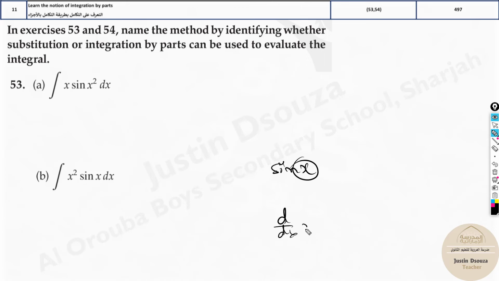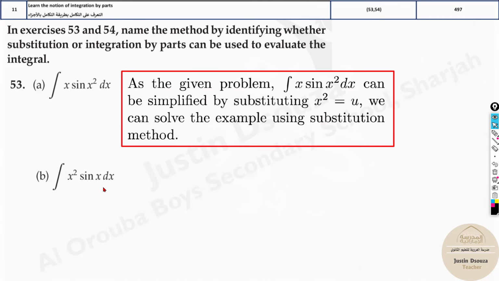Derive d by dx of x. It's a 1, it's a constant. And look, what's the term over here? It's x squared. No, you can't use u substitution. There is no way you can rearrange and solve this. So in this case, we have to use integration by parts.